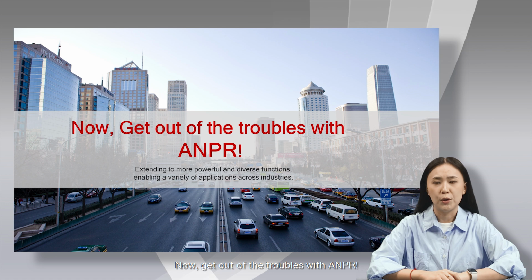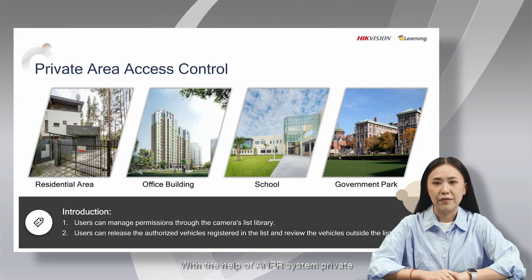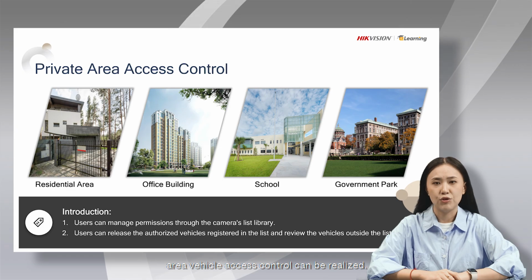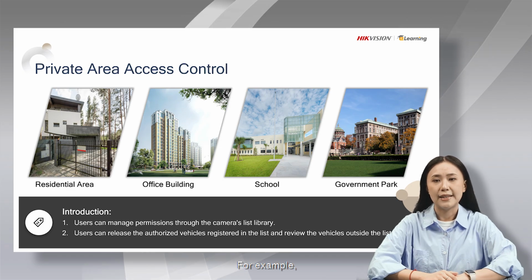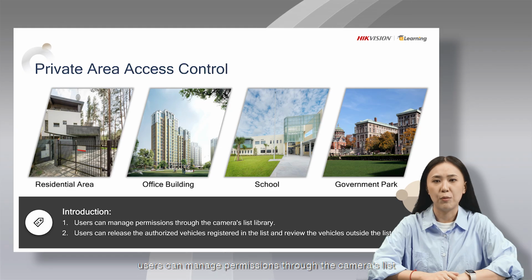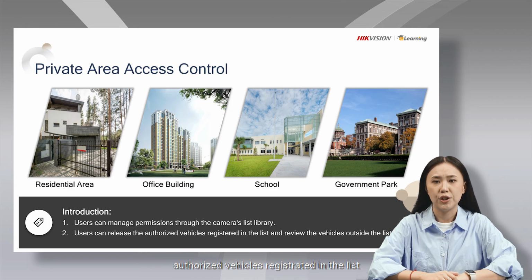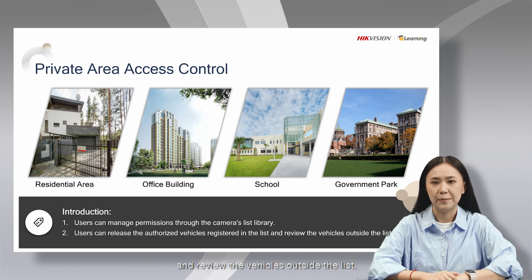Now, get out of the troubles with ANPR. With the help of ANPR system, private area vehicle access control can be realized. For example, in residential area, in office building, in school, in government park, users can manage permissions through the camera's list library and release the authorized vehicle registered in the list, and review the vehicles outside the list.